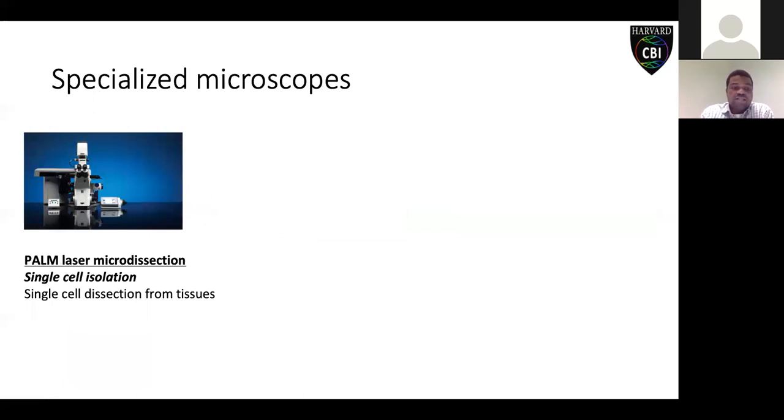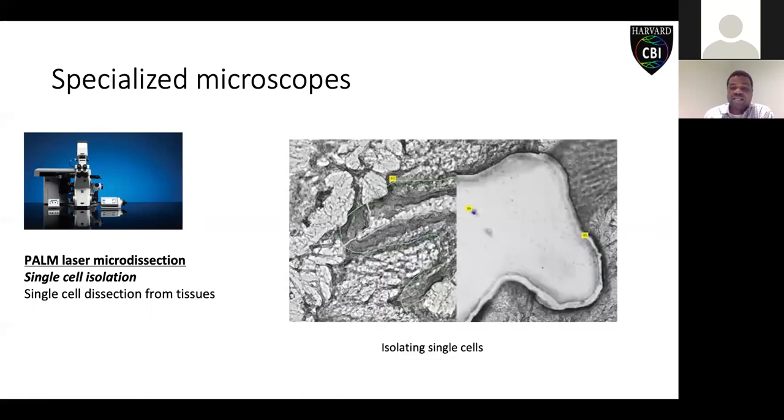The next specialized microscope I will introduce is the PALM laser microscope. It's mostly for isolating single cells. So if you're interested in isolating individual cells from a tissue, it is able to cut that piece, capture it on a plate for you, and then you can do subsequent analysis with them.